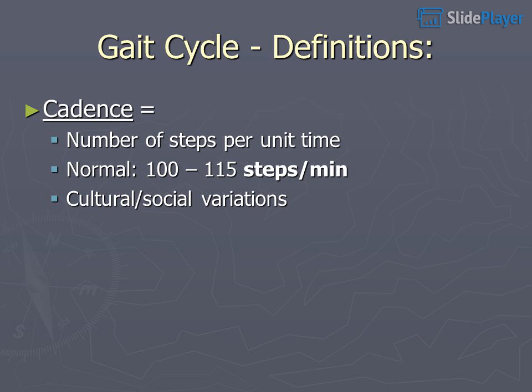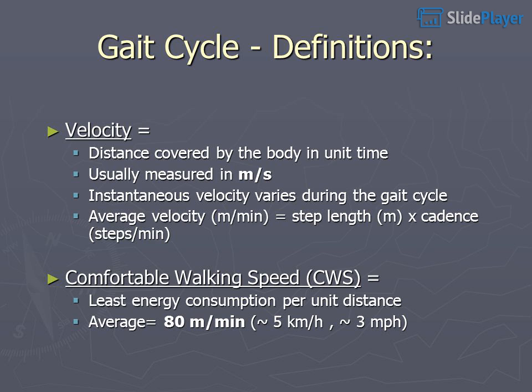Gait cycle, definitions. Cadence equals the number of steps per unit time. Normal is 100 to 115 steps per minute, with cultural and social variations.